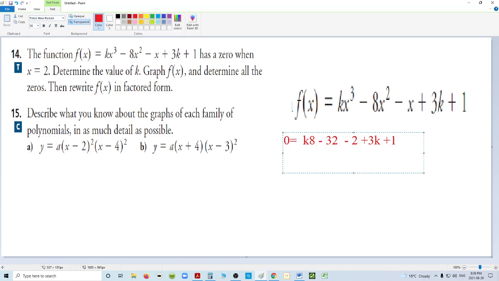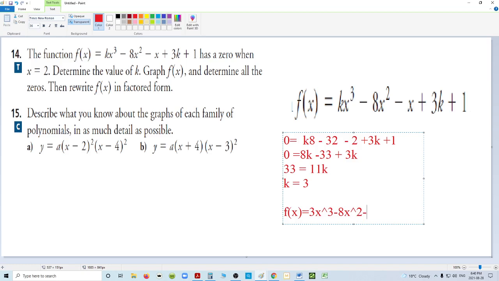So that means 0 is equal to 8k. It's an easier way to write it. Minus 32 minus 2 plus 1 is minus 33, plus 3k. So that means 33 is equal to 11k, which means k is equal to 3. So now I can rewrite it. It's 3x cubed minus 8x squared minus x, and then what's 3 times 3? 9 plus 1 is 10. And there I have the full equation. And by the way, this is supposed to be minus 1x. There we go. And that's the full equation.